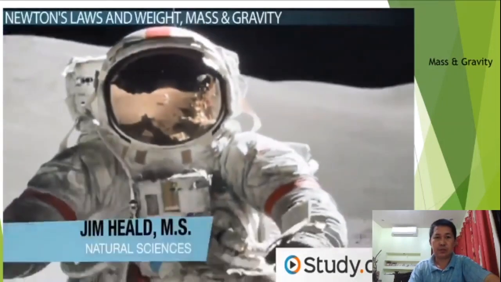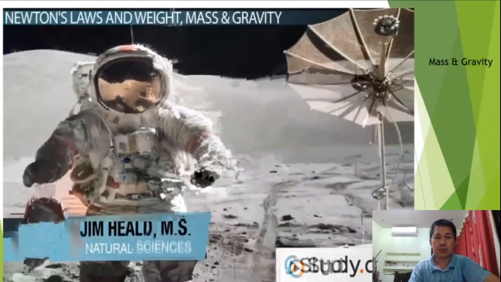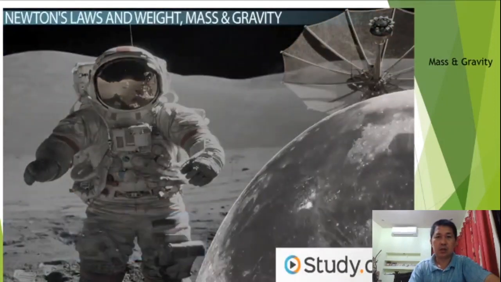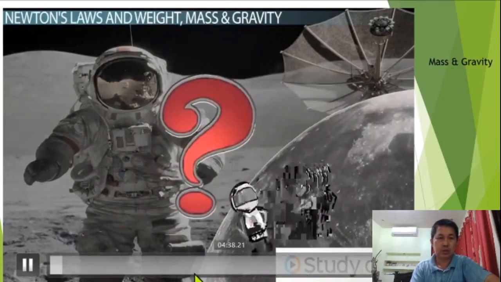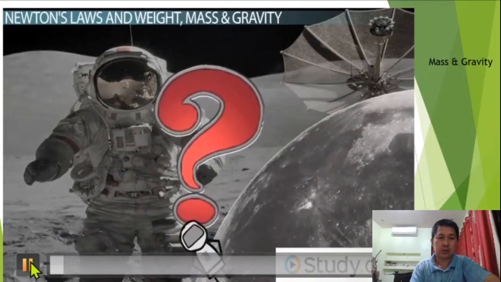Most of us have seen images of men walking on the moon. Now, even though the astronauts are wearing really heavy suits, they seem to bounce around the surface of the moon with very little effort. How is it that we can bounce around on the moon with ease while jumping?